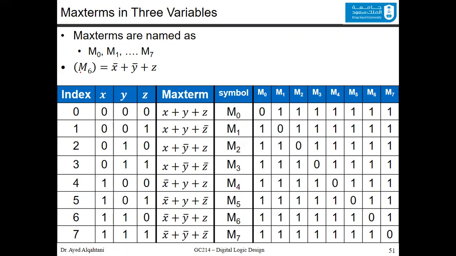Same thing for the max term. For example, you want to find M6. You would say that in binary form it is 0, 1, 1. And now for the max term, you think in the opposite way. You would say, now we have 1 here, so we'll have X bar, or Y bar, or Z. And this will be M capital 6.